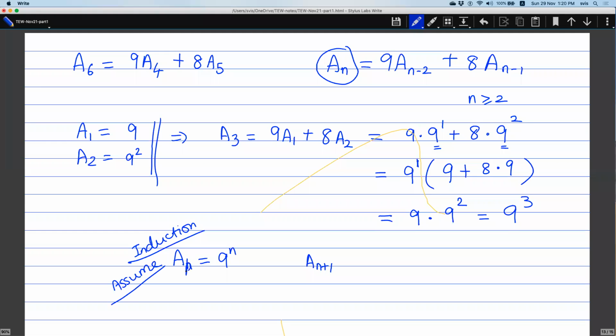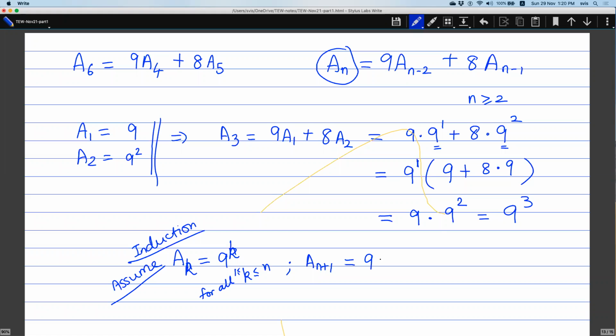I'll assume A_k is 9 to the power k for all k smaller than or equal to n, from 1 to n. So this is the strong form of induction, k from 1 to n. And now I'll try to prove that A_(n+1) is exactly 9 to the power n+1. Okay, how do we do this?